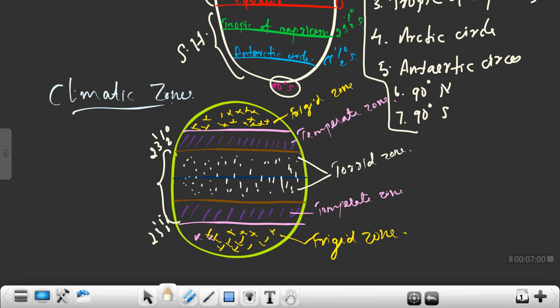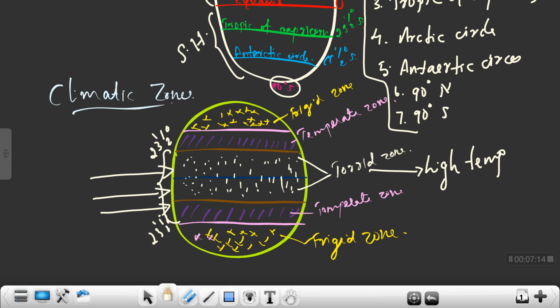This area has very high temperature. Why is this area high temperature? Because sun rays directly fall on these areas. Therefore, the torrid zone is high temperature. The torrid zone is located between the Tropic of Cancer at 23.5 degrees north and the Tropic of Capricorn at 23.5 degrees south. It is a high temperature area because the sun rays directly fall on this area.